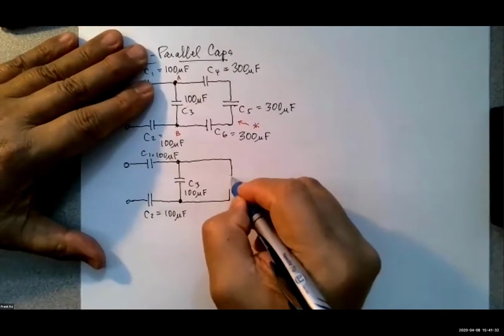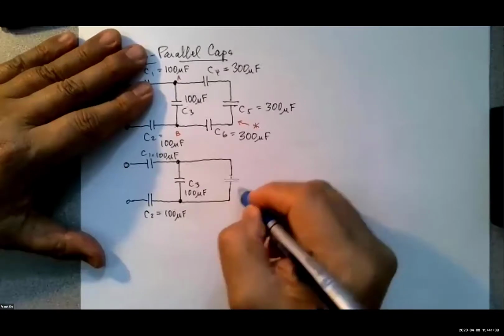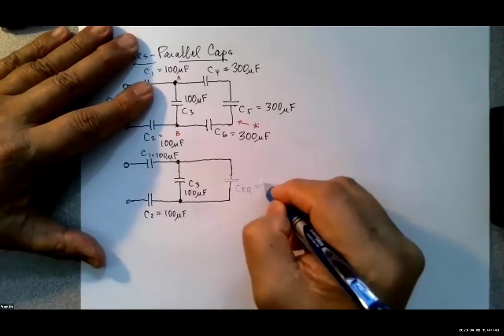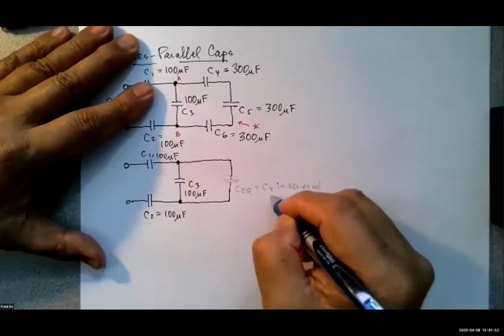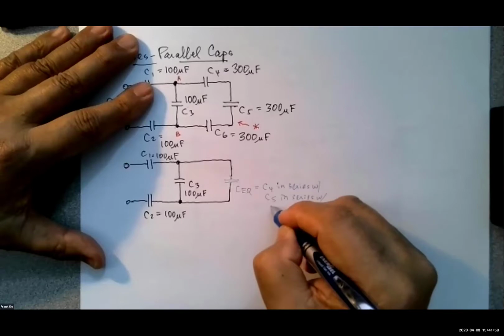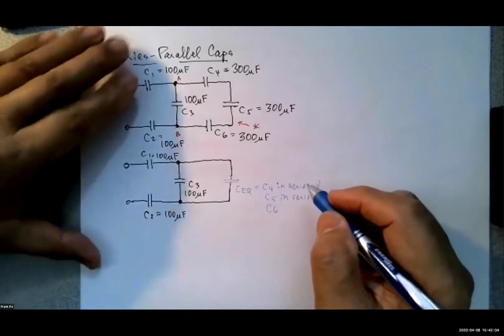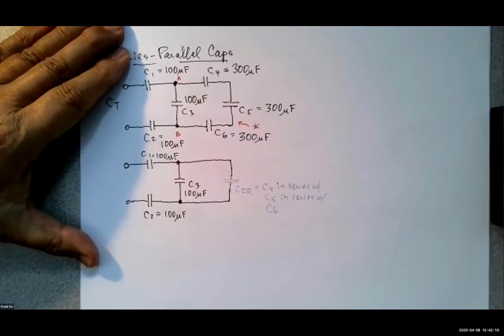Okay, I'm going to replace this with a single capacitor, which we will name CEQ number 1, and this was C4 in series with C5 in series with C6. So how do you reconcile capacitors that are in series? Mathematically, what do you do? How do I determine what the value of CEQ1 should be?